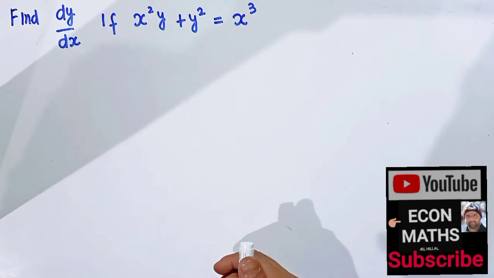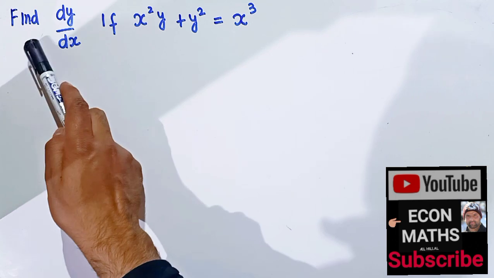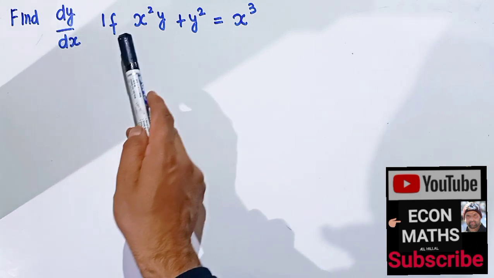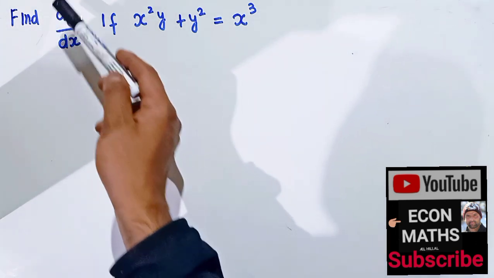Let us solve a question on differentiation. This question was asked by a brother on WhatsApp. The question is, find dy upon dx if x square y plus y square is equal to x cube. We need to find out this derivative dy upon dx.